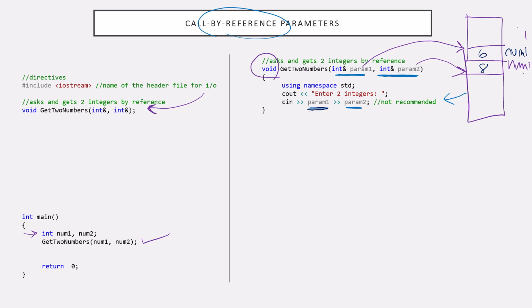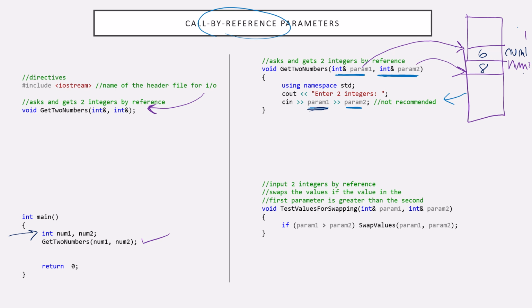So they're sharing memory with the function parameters and the variables that are in main. So these are local. Num1 and num2 are local variables in main, and param1 and param2 are local variables in the getTwoNumbers function. Then we have another function. This is a function that's also going to take reference parameters, and it's going to compare them.